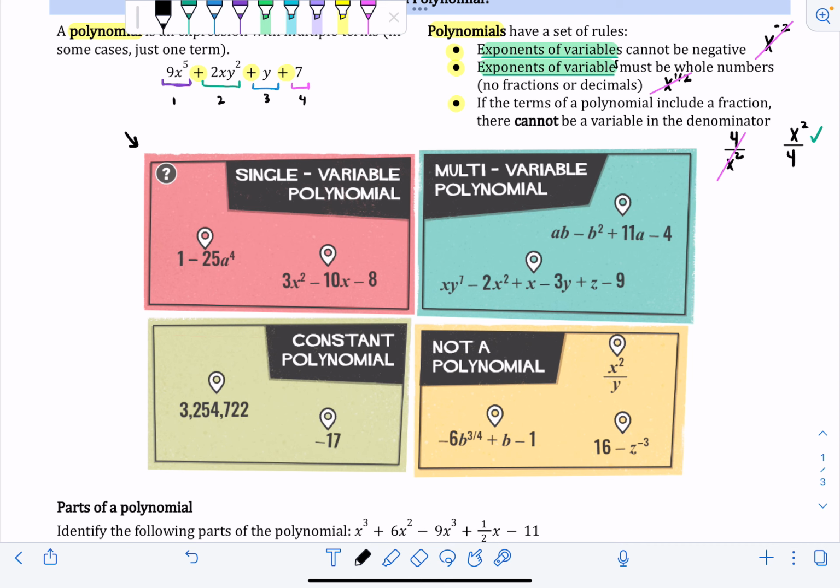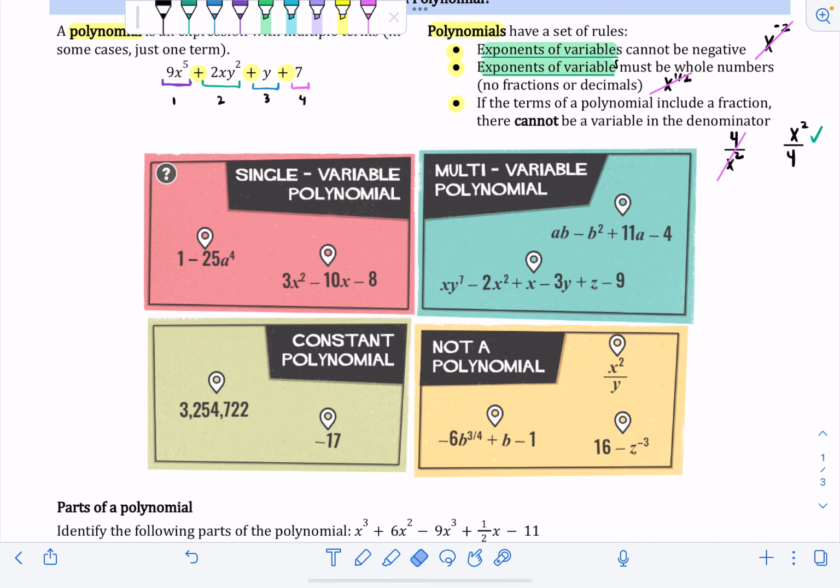So it'd still be a single variable polynomial. And then if we move to the upper right, the turquoise one, this one's titled multivariable polynomials. That means it's going to have more than one variable. Like if we look at this expression, ab minus b squared plus 11a minus 4, you can see there are two different types of variables. There's these a's and then there's these b's. There's two letters, two variables.